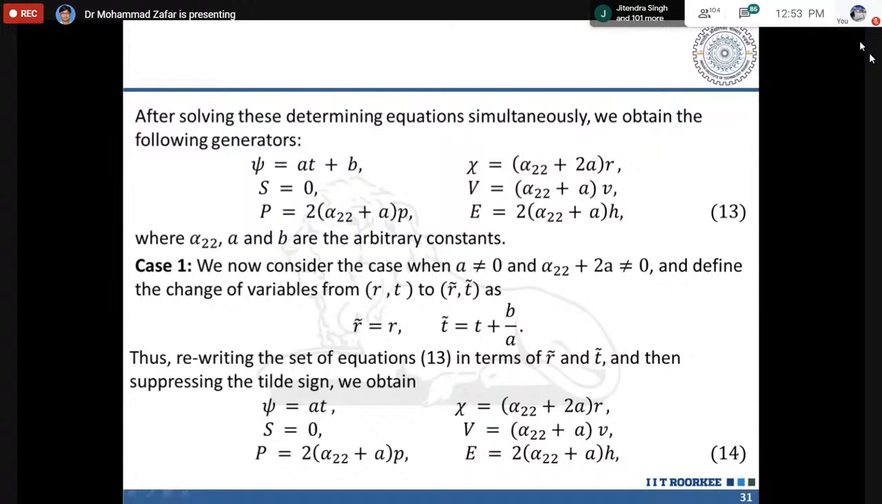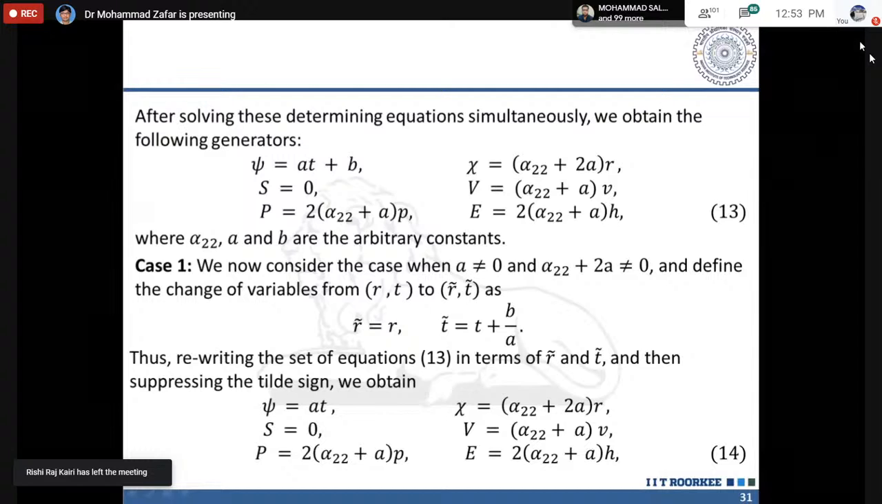We will see in a moment what the similarity variable is. We define the change of variables from r, t to r tilde, t tilde as r tilde is equal to r, t tilde is equal to t plus b by a. Our aim is to get rid of b here, so that is why we are doing this change of variable. So psi becomes a, and the remaining variables remain the same in equation number 13. See the difference between 13 and 14: b is not there inside. Please proceed to the next slide.